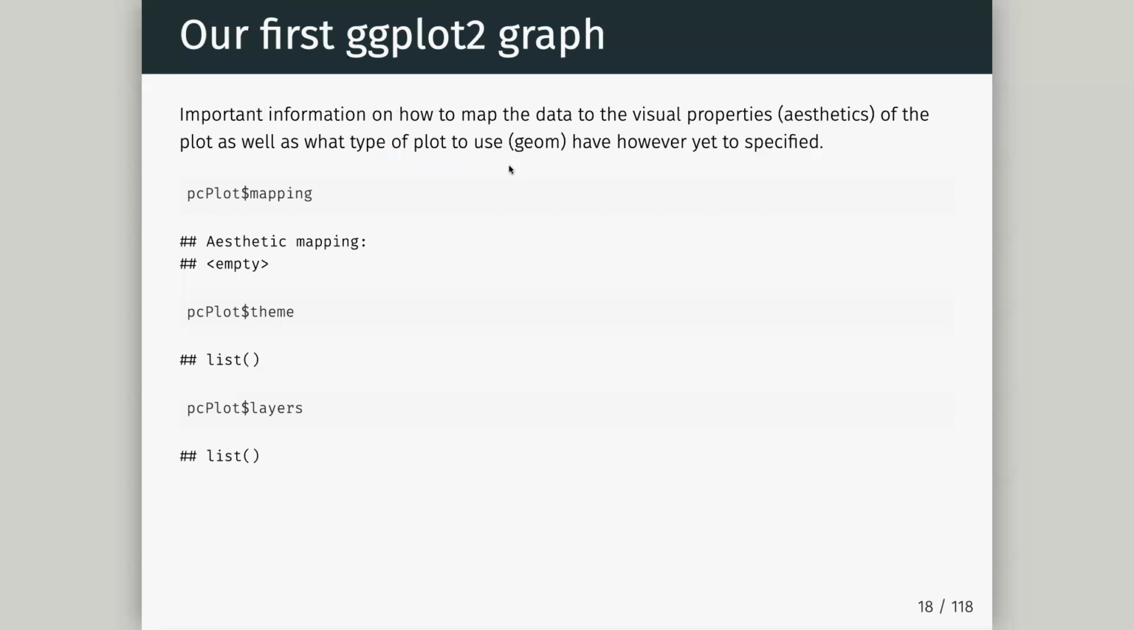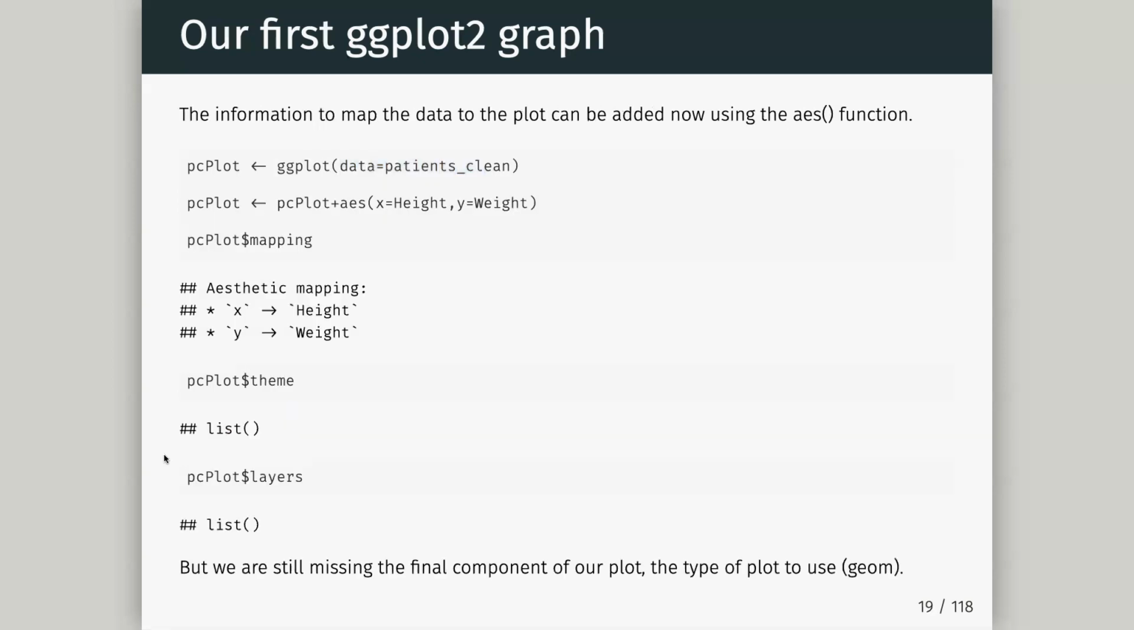If we look, though, in other parts of this object, there's a mapping component. If I look at $mapping, I can see I have no aesthetic mappings available. I haven't given it any. If I look at the theme, I can see it's got a list. It's got nothing there yet. If I look at layers, layers correspond to our geoms, our types of plot. You can see we have nothing there either. So, no use yet.